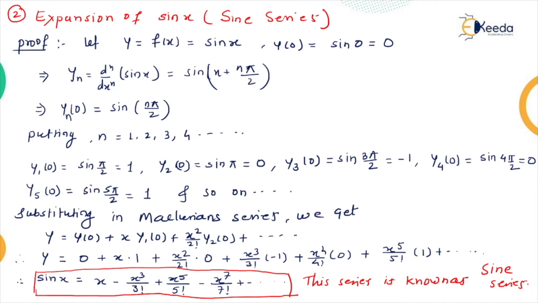So in this way you have to expand sin x by using Maclaurin's series expansion. Understood this? Now let me start the expansion of cos x. Here, guys, you have to observe very carefully. Expansion of cos x. It is a cosine series, right?